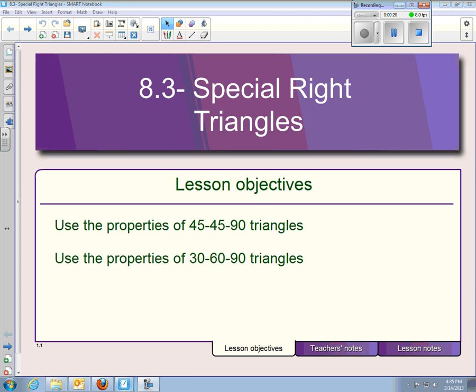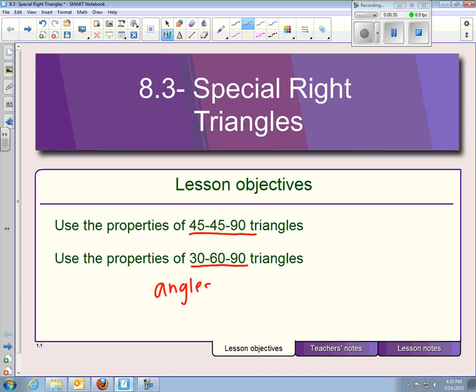So ask yourself, what do you think that the 45, 45, 90 and the 30, 60, 90 represent? Yep, that's right. These are angles. And so when we have triangles with those angle measurements, we are able to use these special rules we're going to get today.